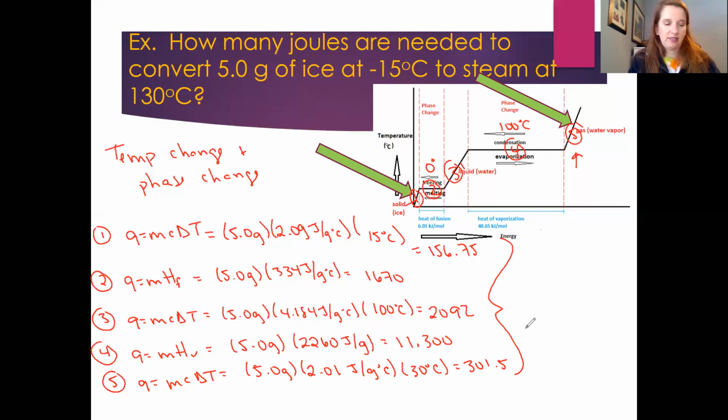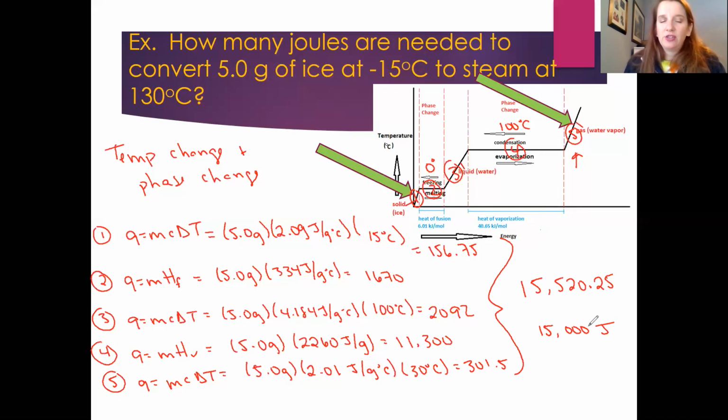Now to get our total heat, we have to add all of these numbers together. So we have 156.75 plus 1670 plus 2092 plus 11,300 plus 301.5. So that gives us a grand total of 15,520.25. But we should only have 2 sig figs, so we're going to change this to 15,000 joules.